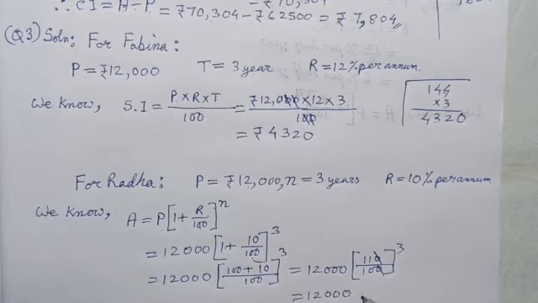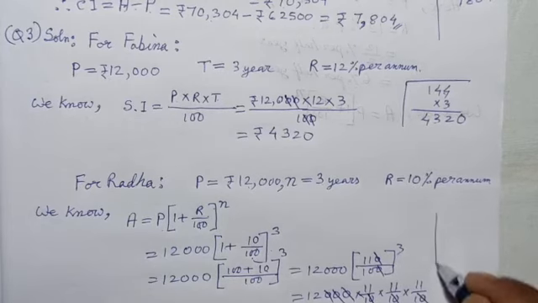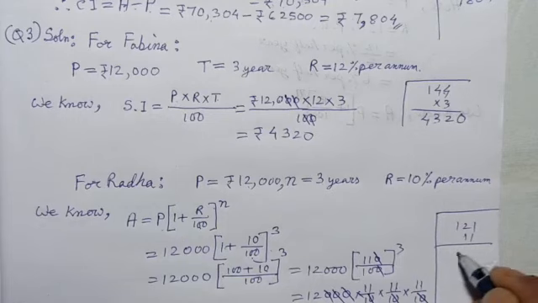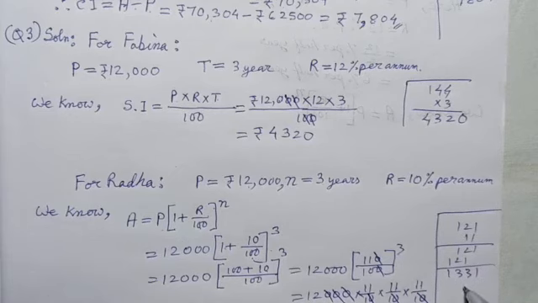12000 into 11 by 10. Since here the power is 3, we have to multiply 3 times: 11 by 10 into 11 by 10 into 11 by 10. The zeros cancel. Now let us multiply this. 11 into 11 is 121. Again multiply by 11, we get 1331. Again we will multiply by 12.